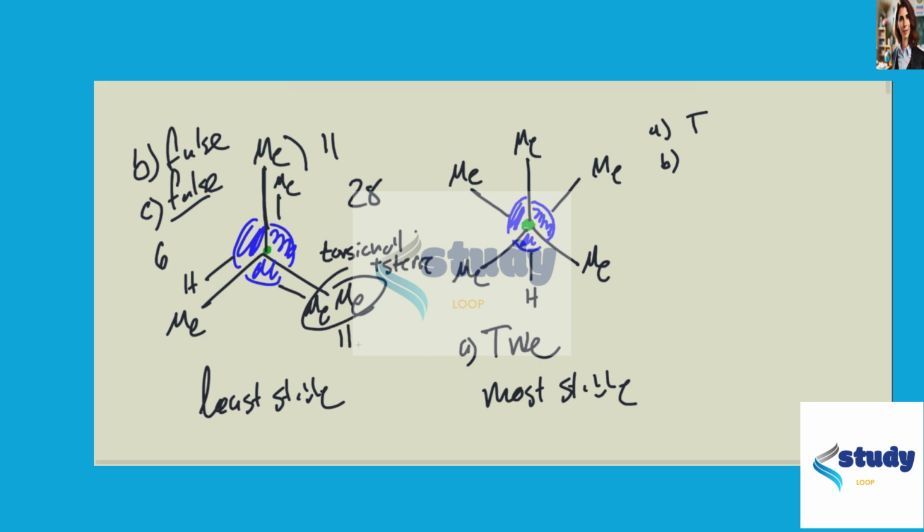The most stable conformation of the molecule has two gauche butane interactions with 7.6 kilojoules per mole of strain energy, and that's false, right? Gauche, gauche, gauche, gauche. Each of those is 3.8 kilojoules per mole. There are far more than two. There are four. So D is also false. A is the only true answer.